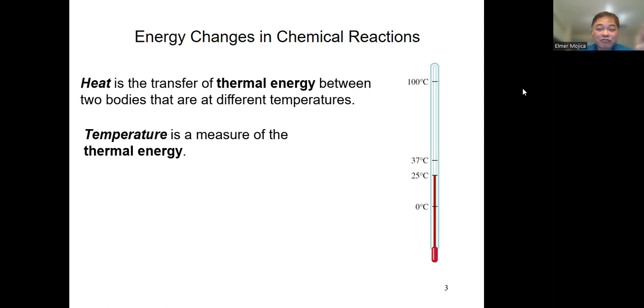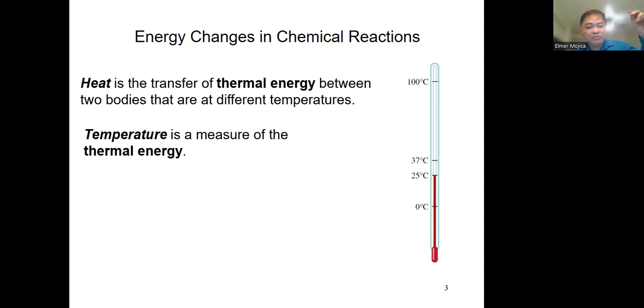1 gram versus 1 kilogram, you're going to use the same amount of heat? No. Let's say 1 gram of water versus 1 kilogram of water. Are you going to apply the same amount of heat to raise the temperature by 1 degree? No, it must be higher. So that's the difference between heat and temperature. You have the same temperature, but the amount of heat you apply is different.